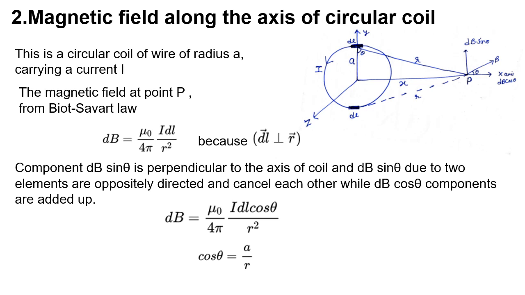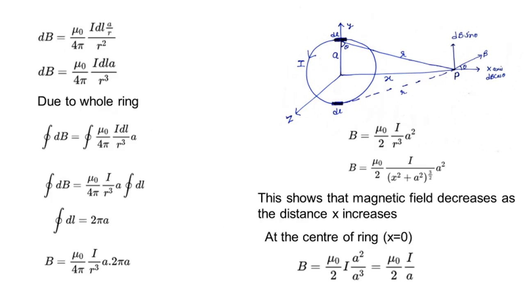From the figure it is clear cos θ equals A by R. Now substituting the value of cos θ in the equation, dB equals μ₀/4π · I dl (A/R)/R². So dB equals μ₀/4π · I dl A/R³.